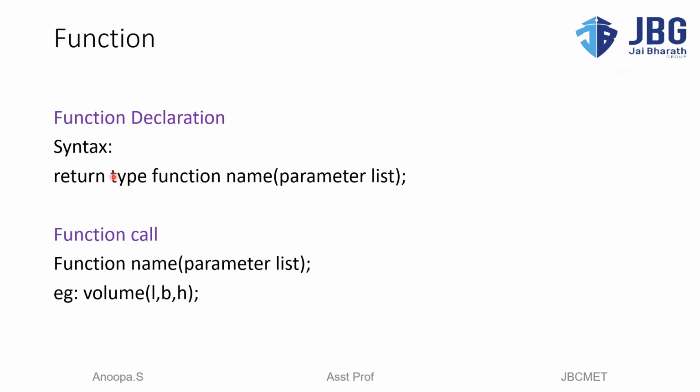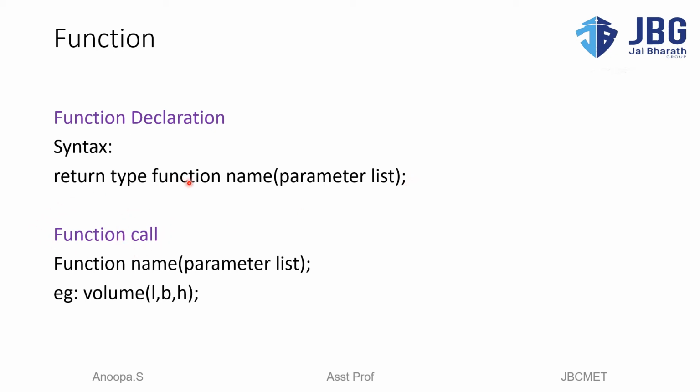Similarly, we use function declaration to make it known to the compiler that we are using a particular function in our program, and this is the function. So what is the return type, what is the function name, and what arguments it is taking. At the end of the declaration we use the semicolon.